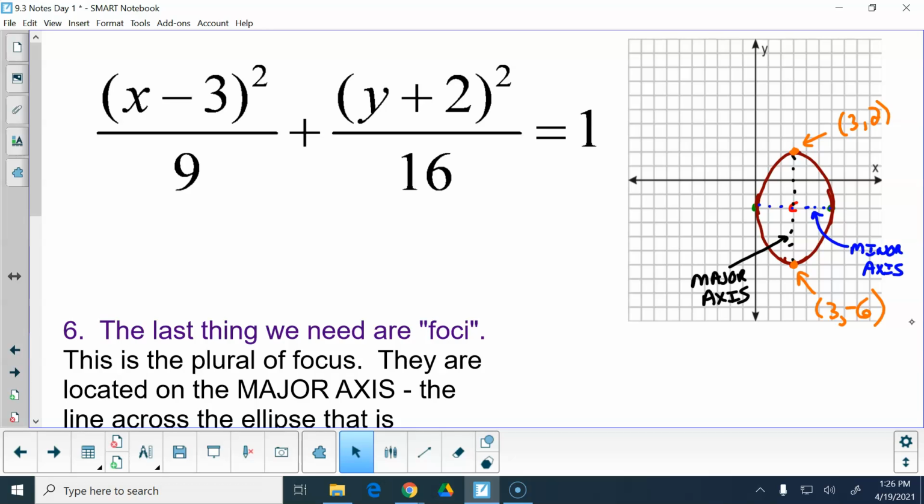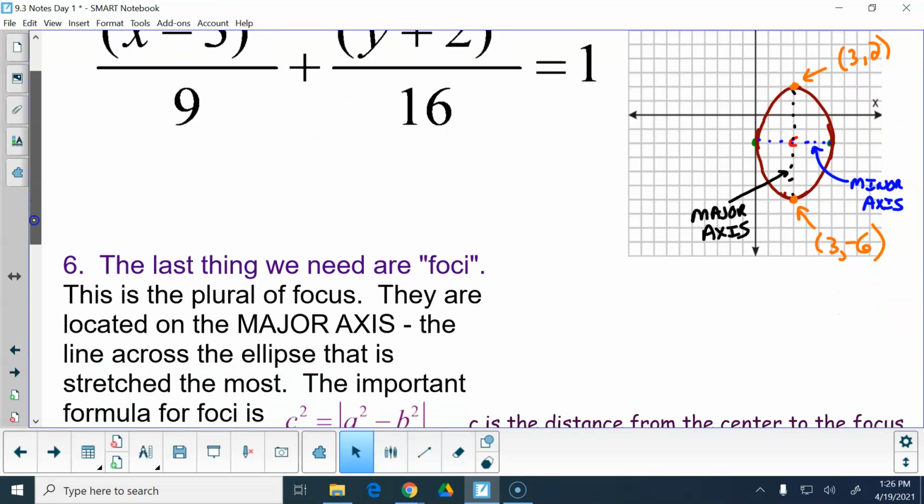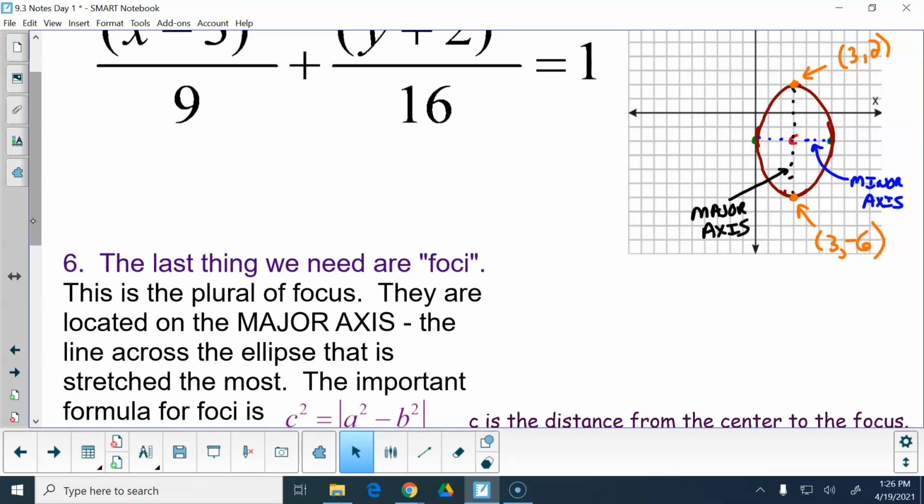Then lastly, what we're going to have to find is what is called the foci. Okay? So remember, there's not one focus like there was in a parabola. There's two foci. Foci is the plural of focus since there's two. They are located on the major axis. Remember, the major axis is the line across the ellipse that is stretched out the most. So in this particular ellipse, they're in the vertical position.